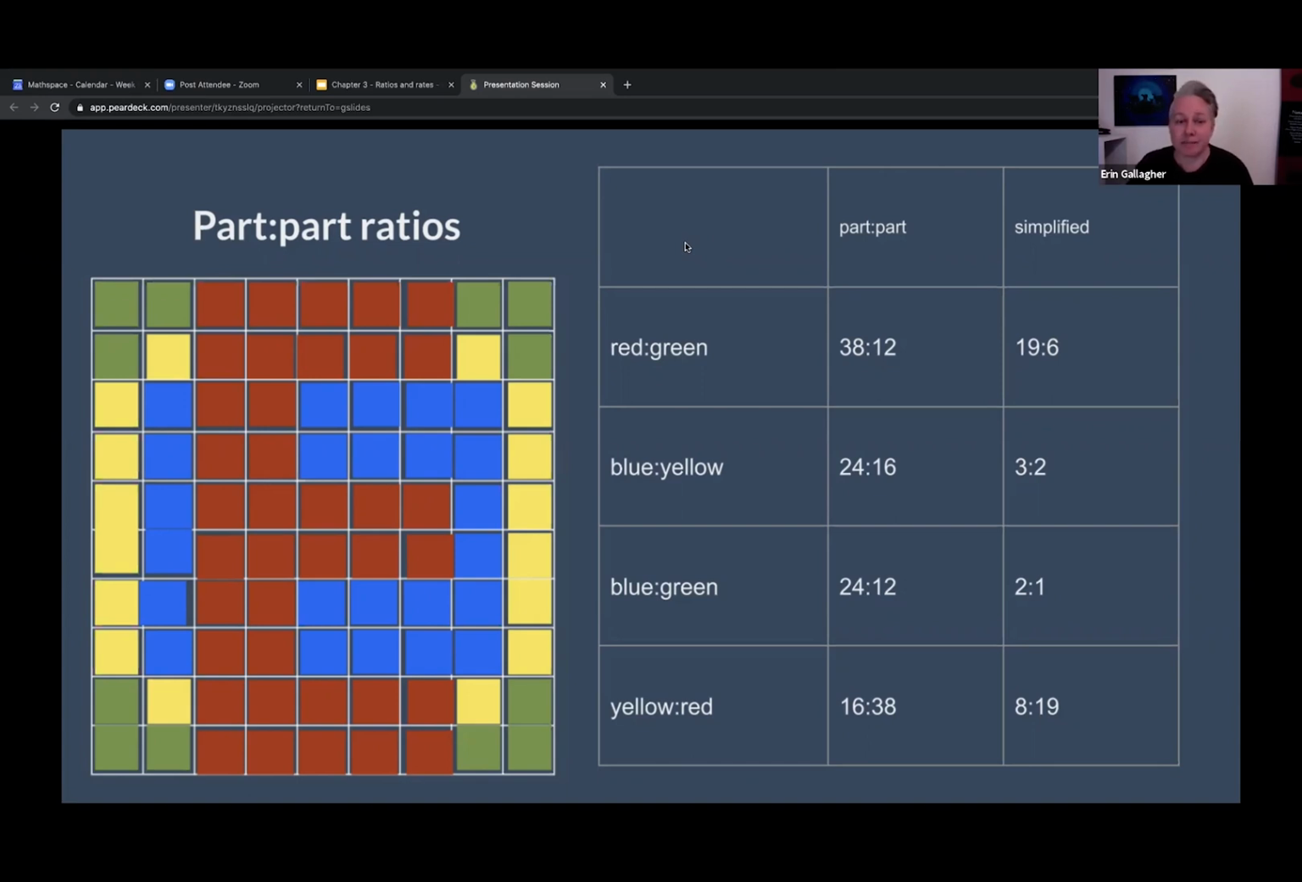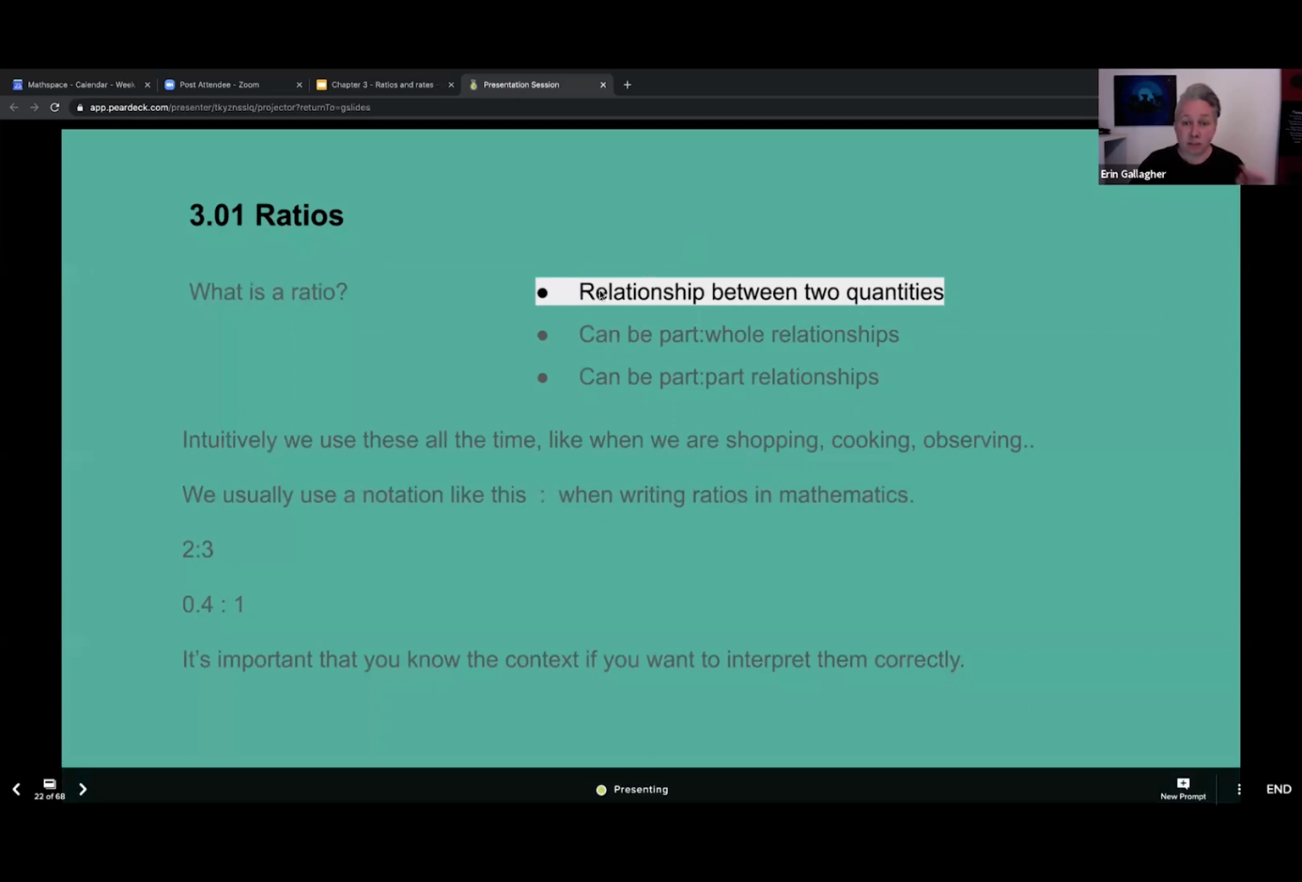Okay, fantastic. So they're the two main types we've talked about. Part, whole, which is where you take one part and describe its relationship to the whole of the object, or part, part, where we're describing the comparison between two of the objects within the whole system. Okay, so that's what we've been doing, describing relationships between quantities. That's really the key point there.